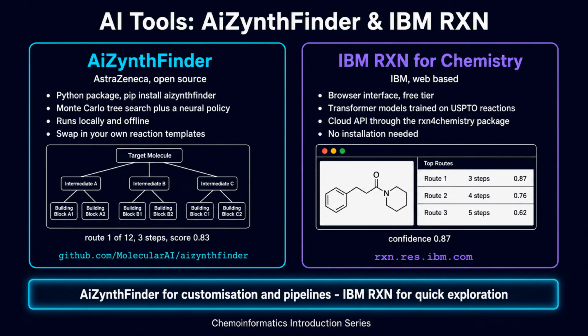IBM RXN for Chemistry offers a cloud-based alternative with a beautiful web interface. The free tier allows exploring retrosynthesis routes for any molecule. It uses transformer models trained on millions of reactions. For quick exploration, try IBM RXN. For integration into pipelines or custom models, AiZynthFinder is the way to go.